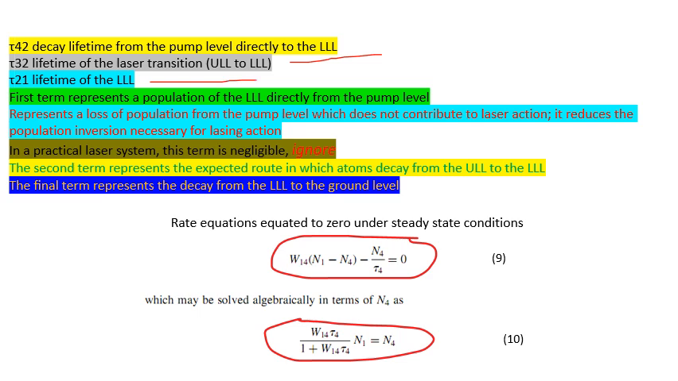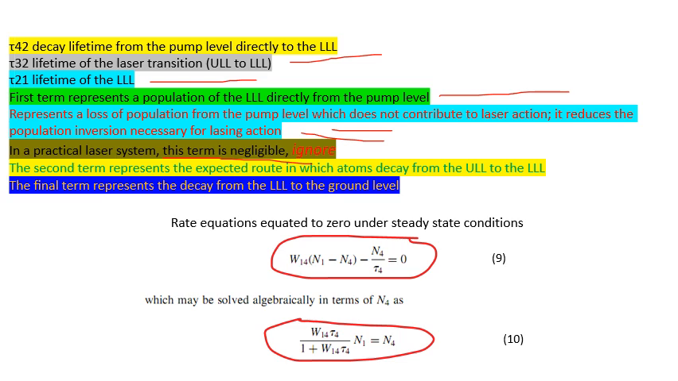So what is the first term representing? LLL directly from the pump level. The rest of the things are explained here, and you can go through them. In a practical laser, this term is ignored. What I'm saying is that this is the loss of population from the pump level, which does not contribute to the laser action.